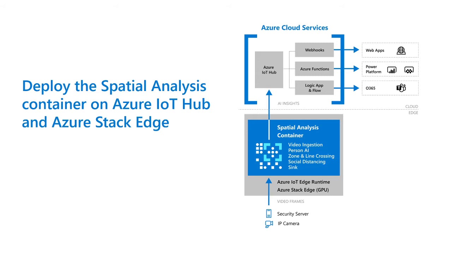Once the spatial analysis container is configured with the cameras and their addresses, the AI insights about people movement will be sent to Azure IoT Hub, that's the telemetry. From IoT Hub, we may create various routes to other services and build your business application. In this case, you can connect with webhooks, Azure Functions, Logic Apps and Flow, and of course, build your own web app, or use the Power Platform, your dashboards with Power BI, or even connect with O365 for alerts and emails.